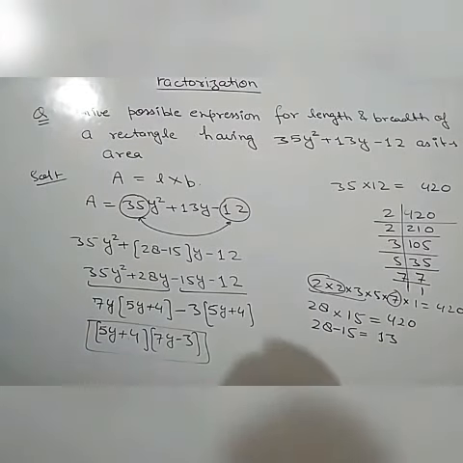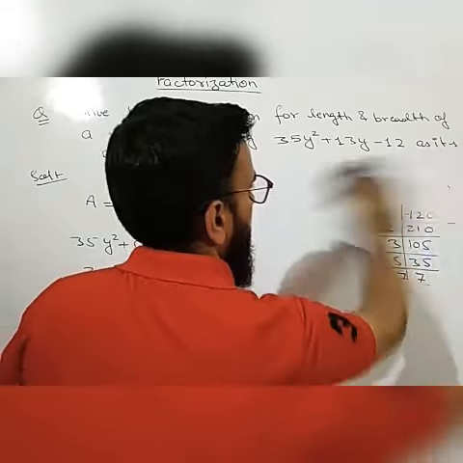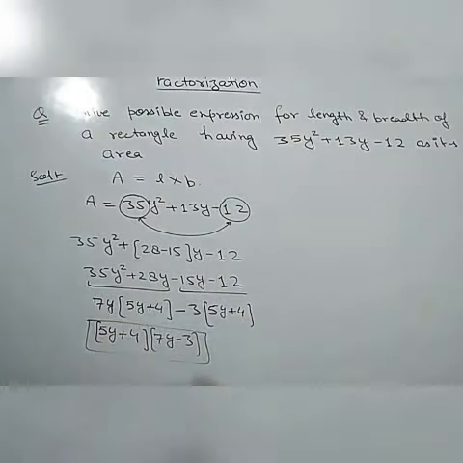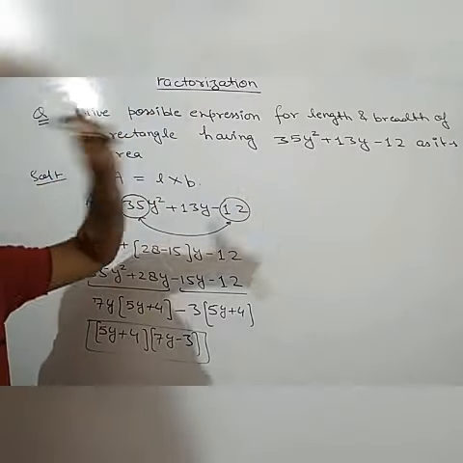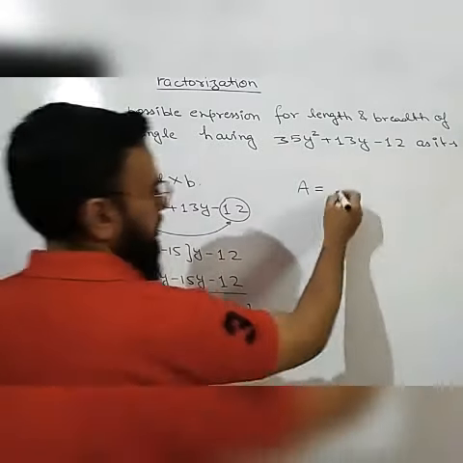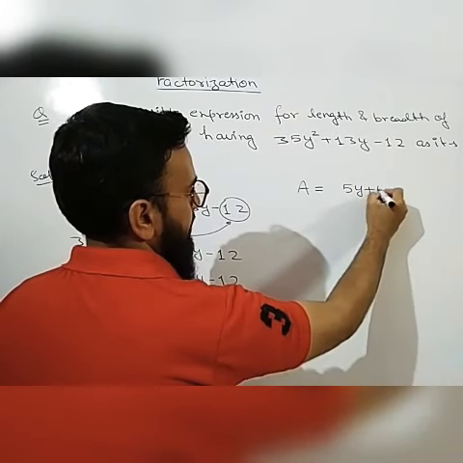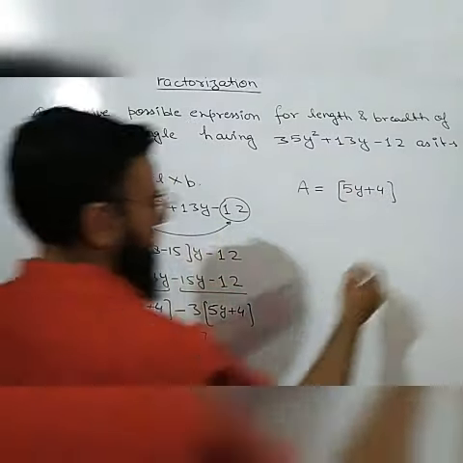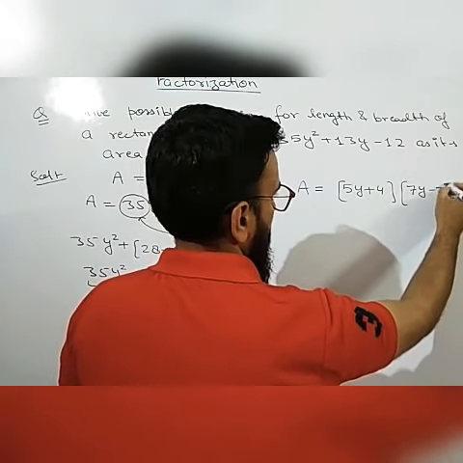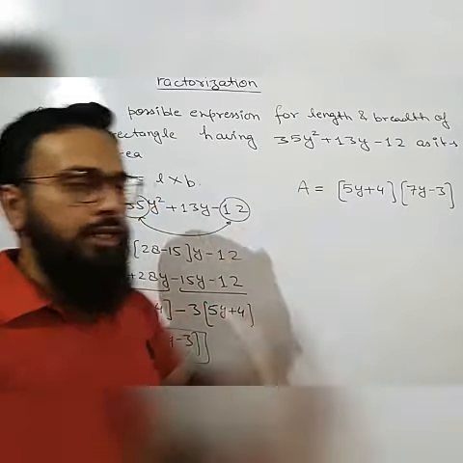Okay, so first note it down. Now the question was that we have to give all the possible expressions for length and width. So the area was factorized into these two terms. We can write it as 5y plus 4 and 7y minus 3. These are the two expressions of the area, two terms whose multiplication is equal to the area.